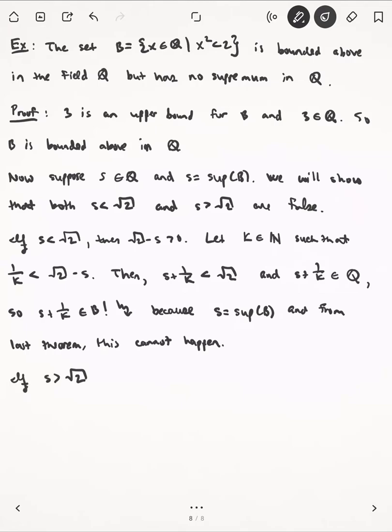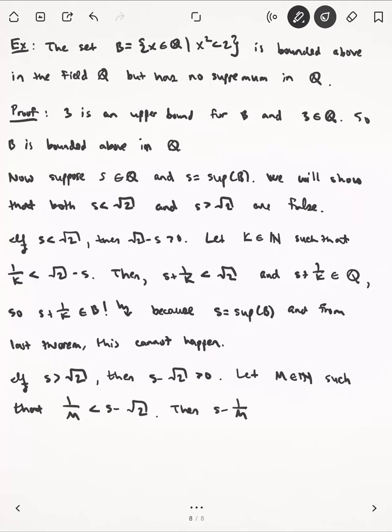If s is bigger than the square root of 2, then s minus square root of 2 is positive. Let m be a natural number. So again, this is from the Archimedean principle, such that 1 over m is less than s minus square root of 2. Then s minus 1 over m is bigger than the square root of 2. And s minus 1 over m is rational.